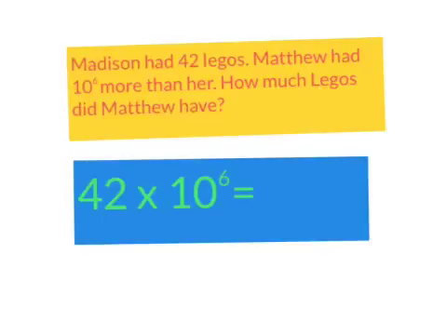Here's a little more challenging problem. Madison had 42 Legos. Matthew had 10 to the sixth power more than her. How many Legos did Matthew have? Here's the equation that you will be solving. Pause the video and figure out the answer. The answer to this problem would be 42 million. That's a lot of Legos.